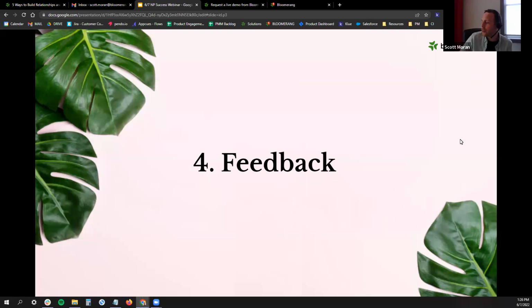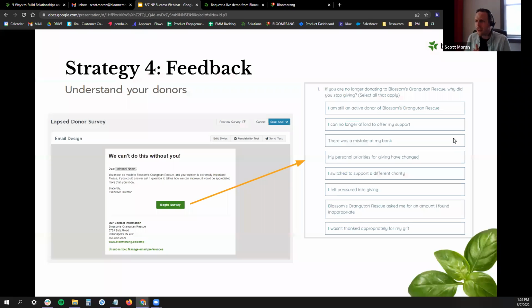All right, four strategies: feedback. For this, Bloomerang has a really cool tool with engagement surveys. That's why I showed this on the screen here. But whether you're using Bloomerang or not, feedback is crucial to the donor relationship. It's just like any friendship. The donor relationship should not be treated any differently in that sense: you need to get feedback. You need to listen to your donors. Be curious about them. Why did they give? Why are they interested in your organization? What things did you do that brought them to your organization? So you can build upon those.